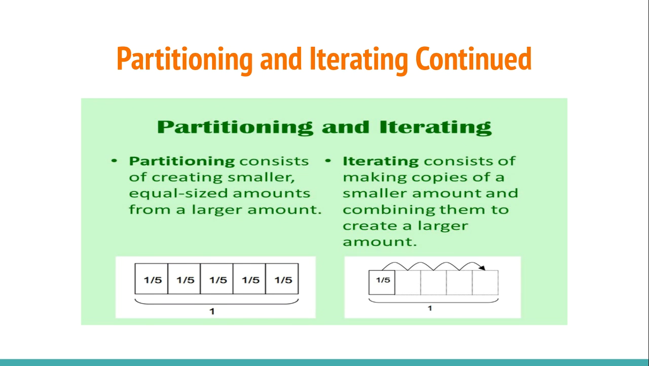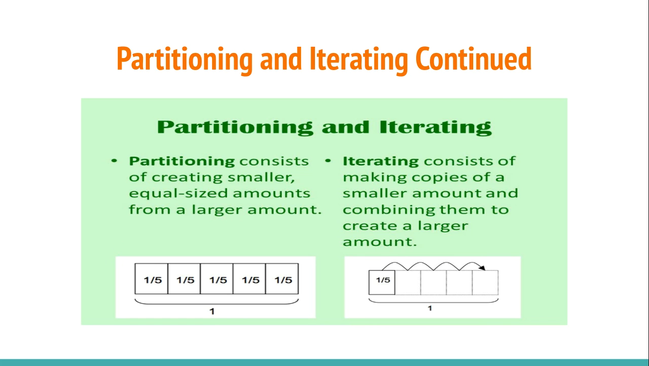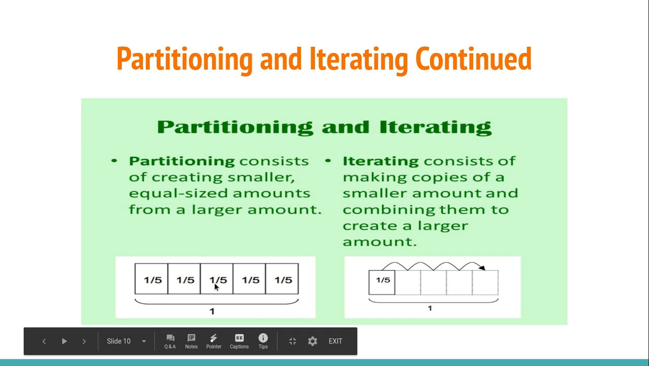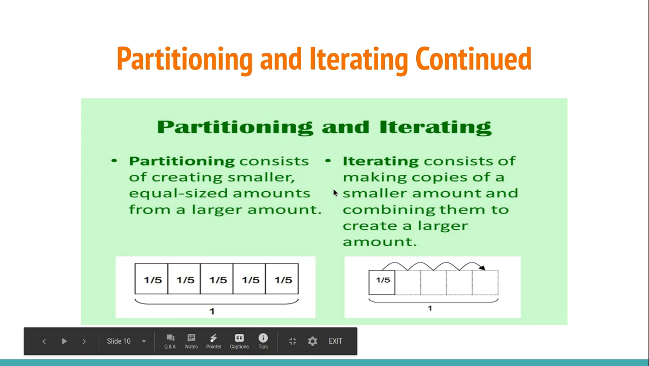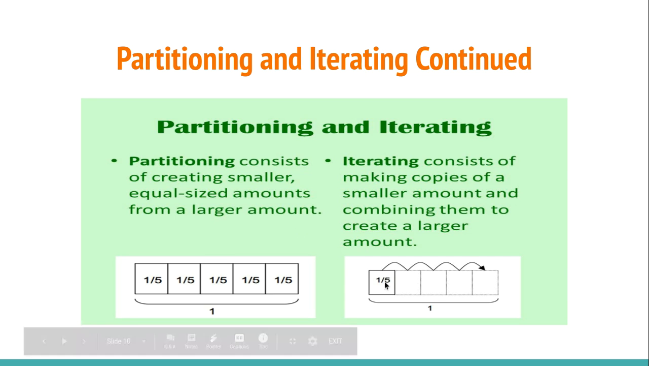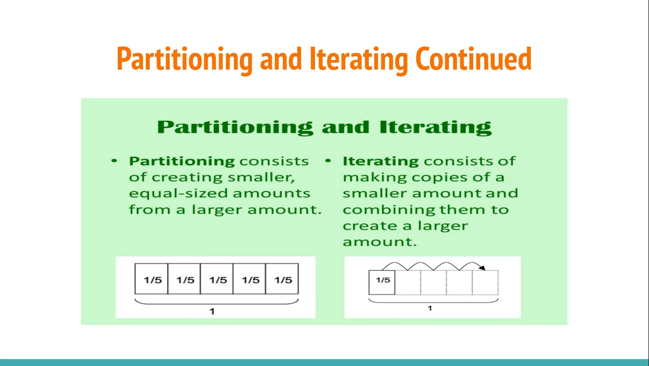Here's another, partitioning continued. Partitioning consists of creating smaller equal size amounts from a larger amount. So again, we can go back to the brownies. With brownies, we had the whole pan of brownies and we cut them all into, in this case, 5 pieces. So here's a piece for me and there's a piece for each of the students in the group. Iterating consists of making copies of a smaller amount and combining them to create a larger amount. So again, here's the whole, and then you're making it into 5 pieces.